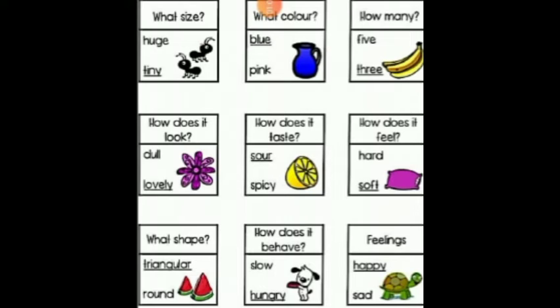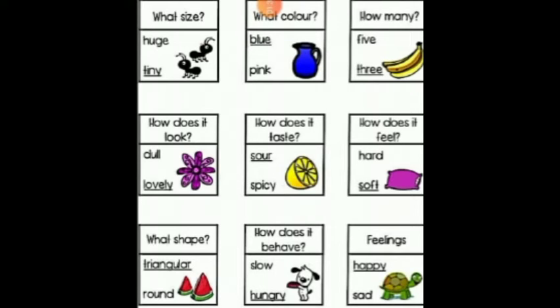How does it look? The flower. Is it dull or lovely? Yeah, it's lovely. So the describing word used here is lovely. Look at the lemon. How does it taste? Is it spicy or sour? Yeah, the lemon tastes sour. The describing word here is sour.